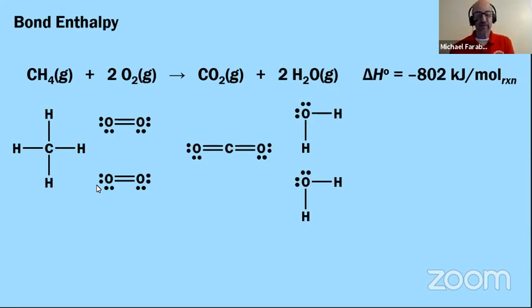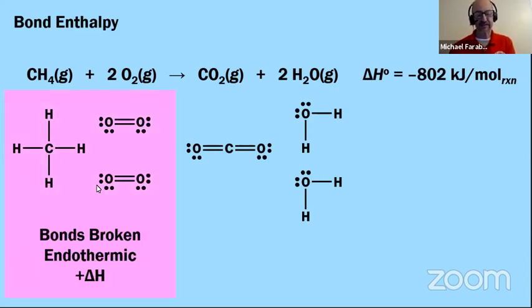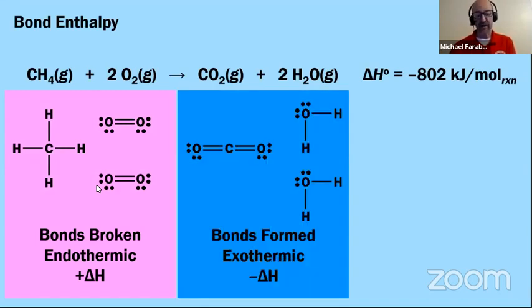So I have bonds that are being broken. And again, that is an endothermic process, so a positive value. I have bonds that are being formed, and that would be an exothermic process or a negative value. So what I can do now is consult a table of bond enthalpy values, and find the particular bonds that I'm dealing with in this particular problem.